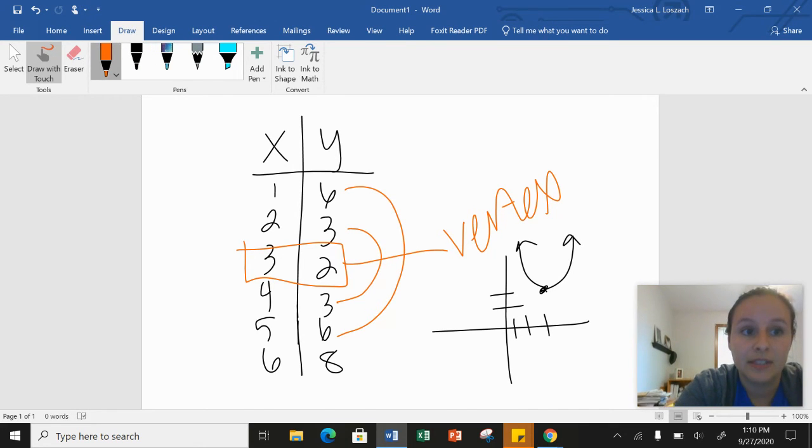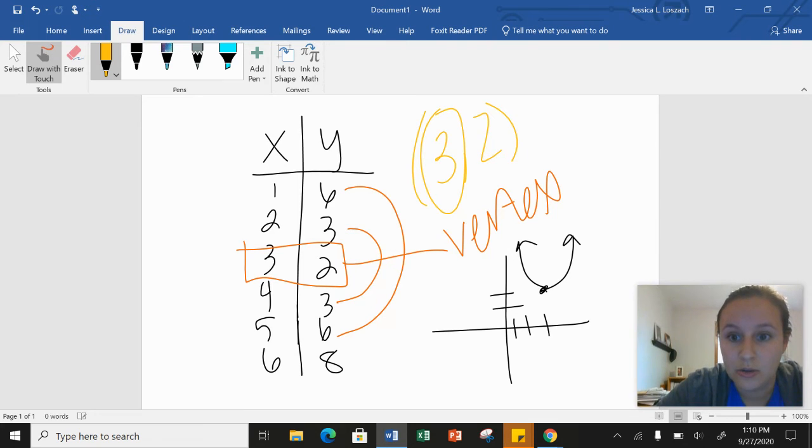Your line of symmetry goes right through the x value of your vertex. So remember, my vertex is at 3, 2. So the x value is 3. So that means that my line of symmetry is right here. And you see how it's going through the 3 on the x-axis? It's x equals 3. That's my line of symmetry.